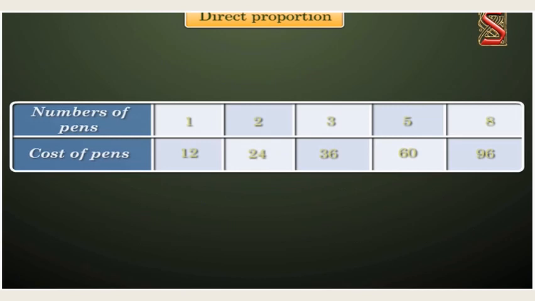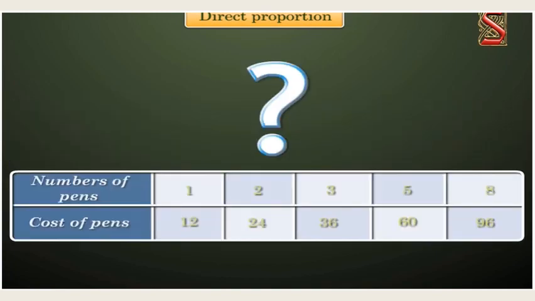Number of pens and cost of pens. Just now we had a look at the number of pens. If there is one pen, the cost of the pen is 12. If it is 2 pens, the cost would be 24. If it is 3 pens, the cost would be 36. If the quantity is 5, the cost will be 60. And if it increases to 8, the cost also increases to 96.